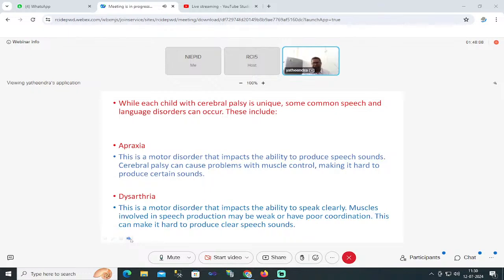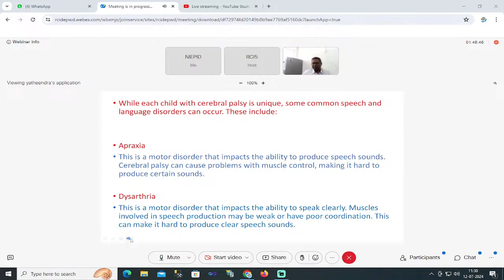as well as dysarthria. This is a motor disorder that impacts the ability to speak clearly. It means the intelligibility of the speech is affected because of the motor incoordination. The muscles involved in speech production may be weak or have poor coordination. This can make it hard to produce clear speech sounds.